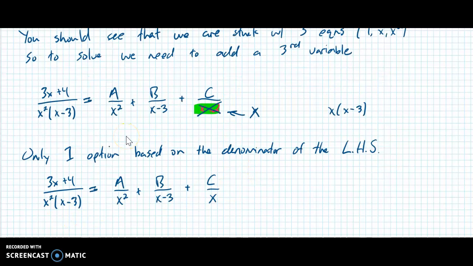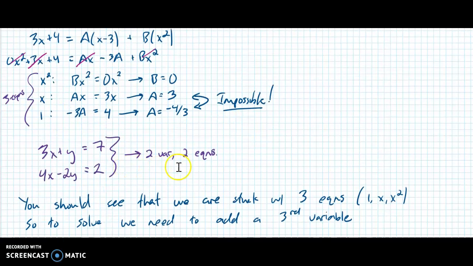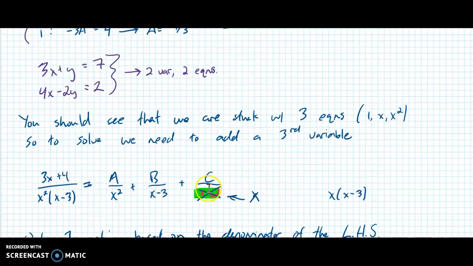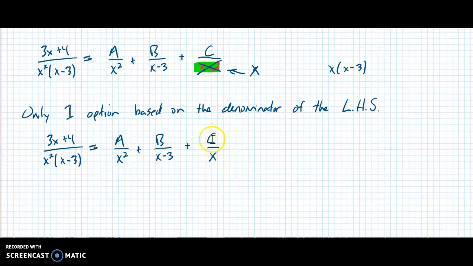Okay, so hopefully I have only one option based on the denominator of the LHS, the left-hand side of this equation. I have to have an x there. Why do I have to have an x there? Because if I try it like this, it doesn't work. I clearly have three equations. I need to have a third variable, so I throw the c in, and literally the only option that I can put under there is an x. So hopefully you see that.